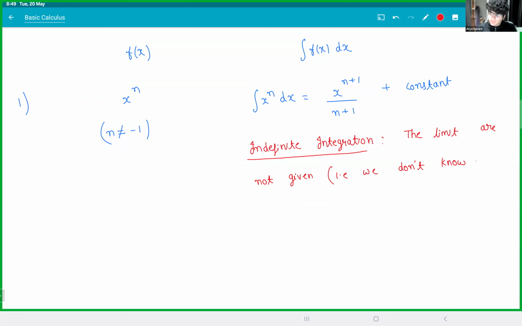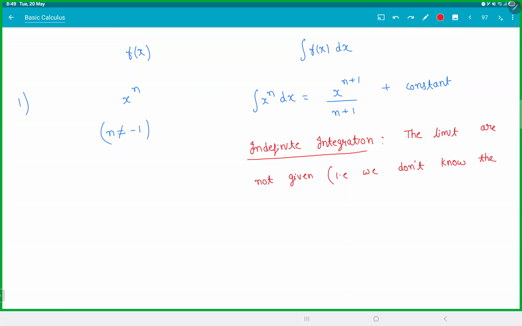Sir, is this the area of the entire graph under the curve? The integral of x power n dx, no, it's not the area under. So there's a plus constant here. That will take care of how much it is. Tell me from where to where. This is the area under the curve.